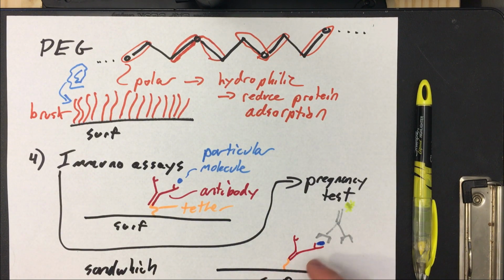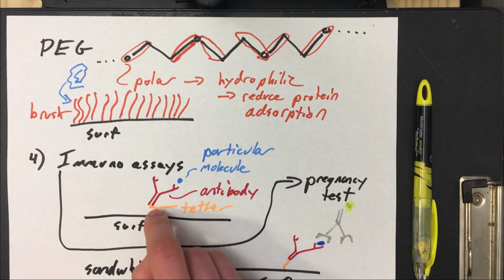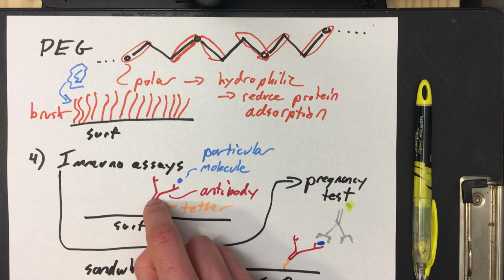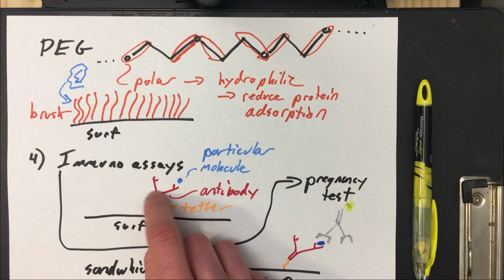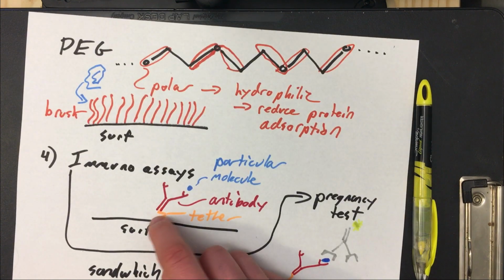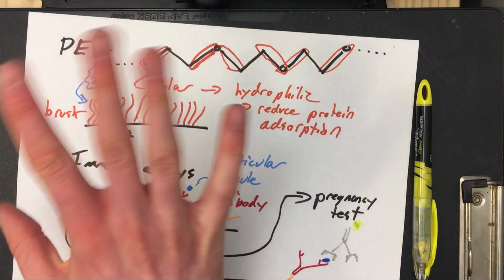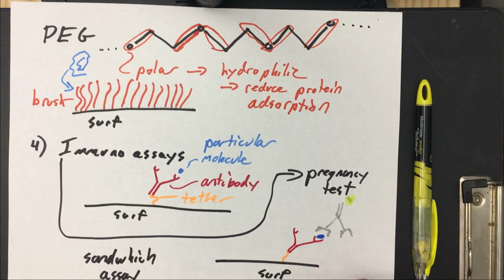So basically, how does this impact us? Well, you want to tether the antibody to the surface in such a way that it's tethered on some non-critical part of the antibody and not on the active site, but also tethered with just a single tether, so the antibody can remain free to grab onto the molecule of interest.